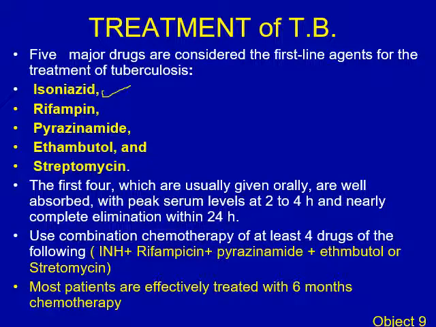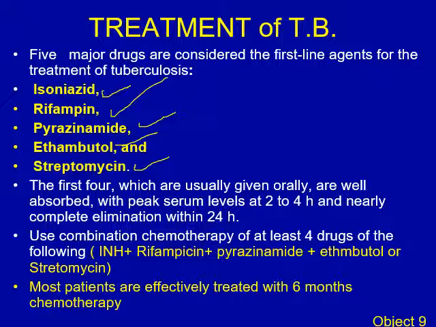rifampicin, pyrazinamide, ethambutol. These 4 drugs are given orally. And the last one is streptomycin, which is given intramuscularly. This is the first line drugs. The first 4 are given orally and well absorbed, the peak serum level is at 2 to 4 hours, and nearly complete elimination occurs within 24 hours.